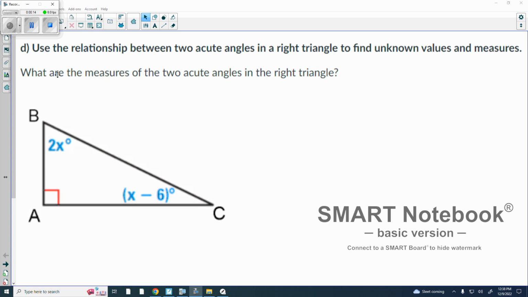So we know that the sum of the interior angles of a triangle is 180 degrees, which means if I have a right triangle, the sum of those non-right angles in that triangle, those two acute angles, have to be 90 degrees because 180 minus 90 is 90.